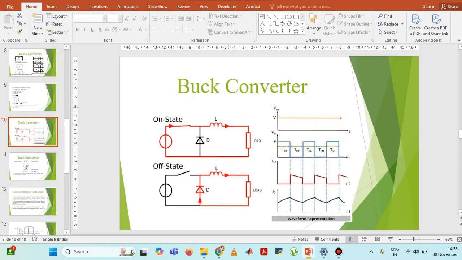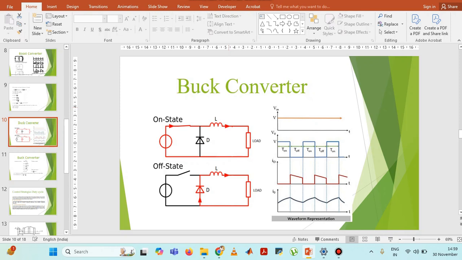Okay. So in case of the on state, we can see that the diode is a black color. That means the diode is not included in the circuit. Okay, that means when the switch is on, the current flows from the input through the inductor to the output and load. So the inductor stores energy in the form of a magnetic field as the current increases, and that means the diode is reverse biased, and so it doesn't conduct. So that is why the diode is not included in the on state operation of the buck converter.